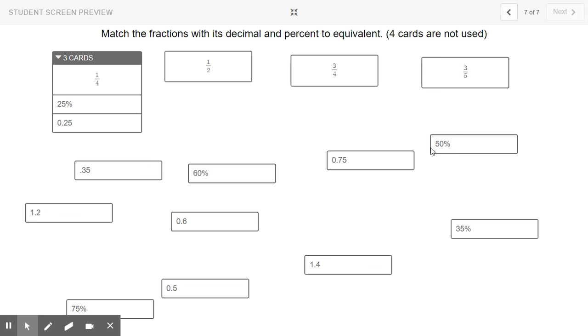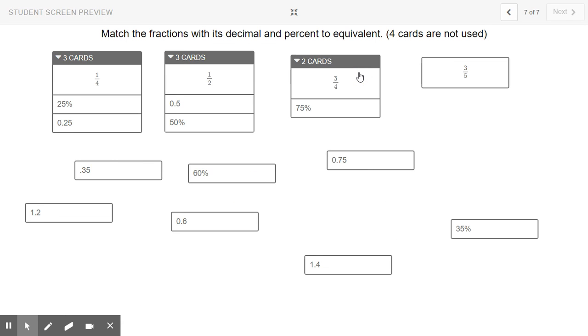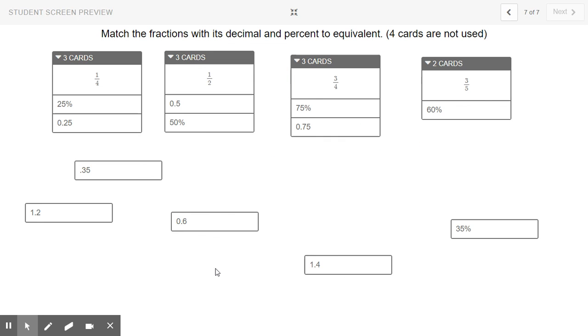1/2 is 50%. And for the decimal version, get rid of the percent, move the decimal twice to the left, is 0.50 or 0.5. 3/4 is 75% or 0.75. 3/5 is 6/10 or 60%. 1/5 is 20%, so 3/5 is 60%. And the decimal, get rid of the percent, move the decimal twice to the left, 0.60 or 0.6.